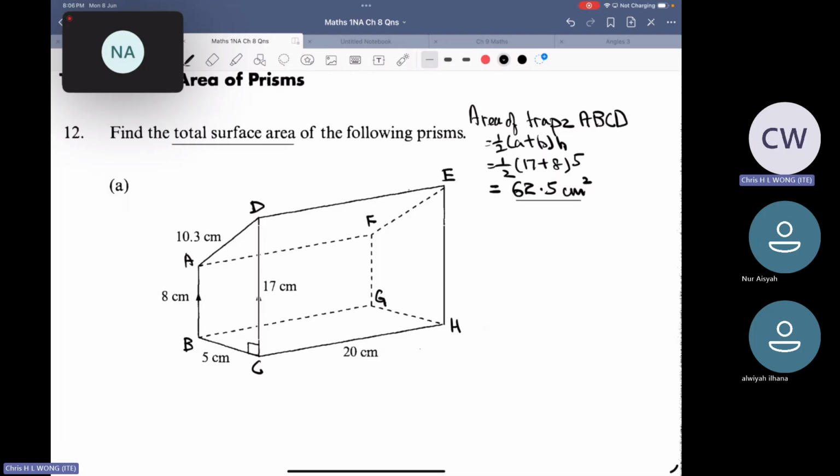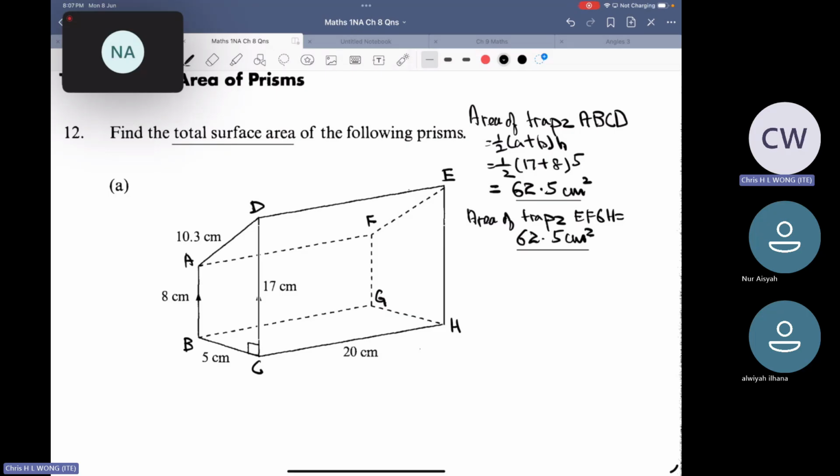You calculate the front, you know the back, right? So all I need to do right now, you don't need to calculate anymore. For the second one, you just say area of trapezium EFGH equals to 62.5 cm square. Underline. You're done really, isn't it? First, front and back, right? Okay, now which one you want?